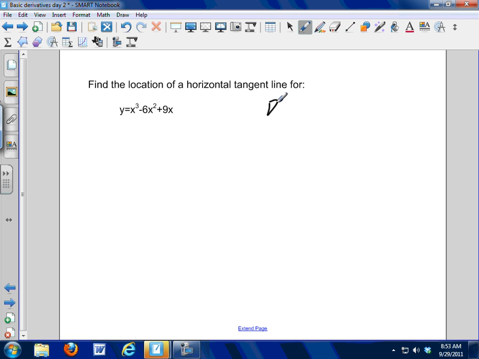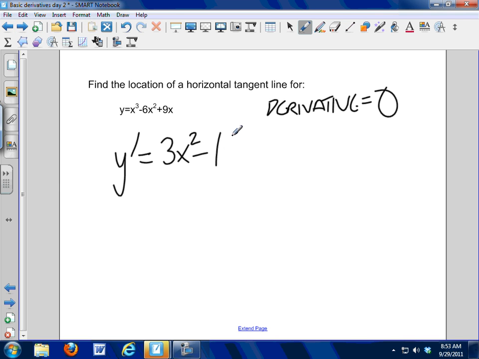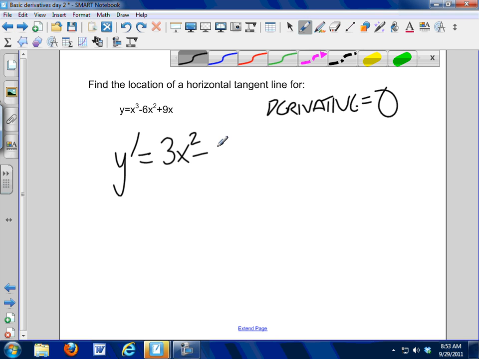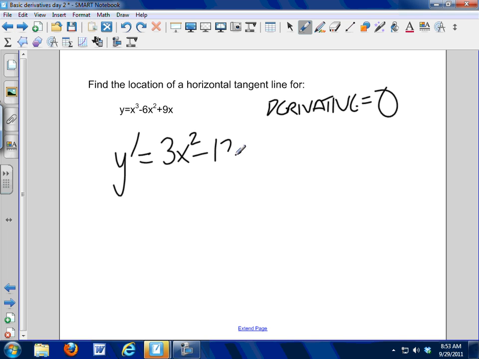So we want to know when the derivative is equal to 0. So what's the derivative? Y primed, we write that down, equals 3x squared minus 12x plus 9. Okay, we want to know when that is equal to 0.